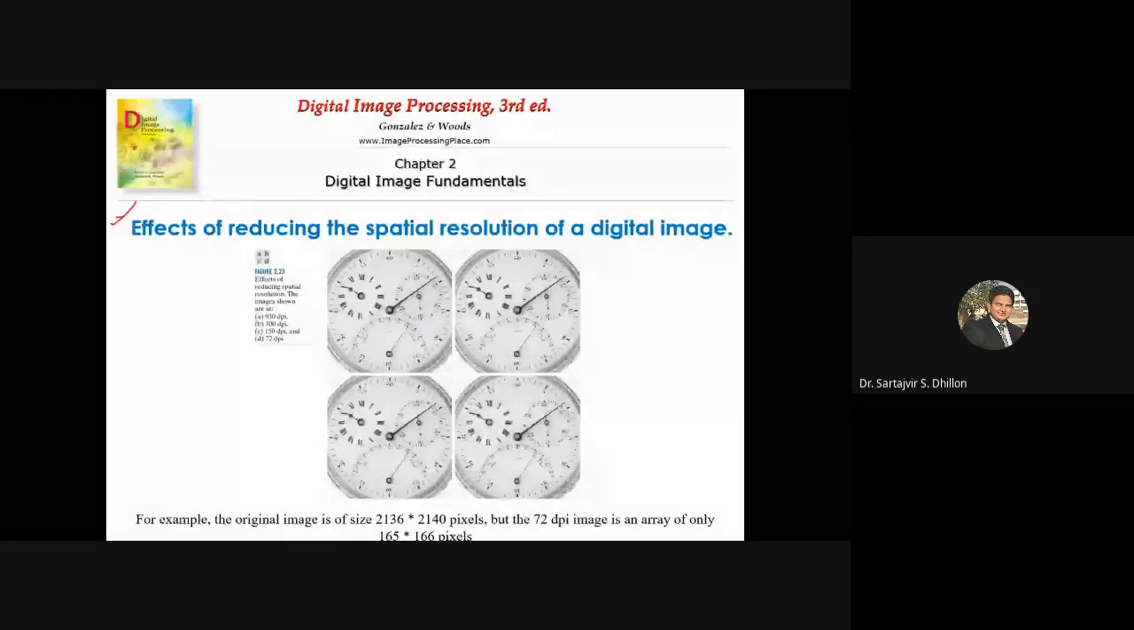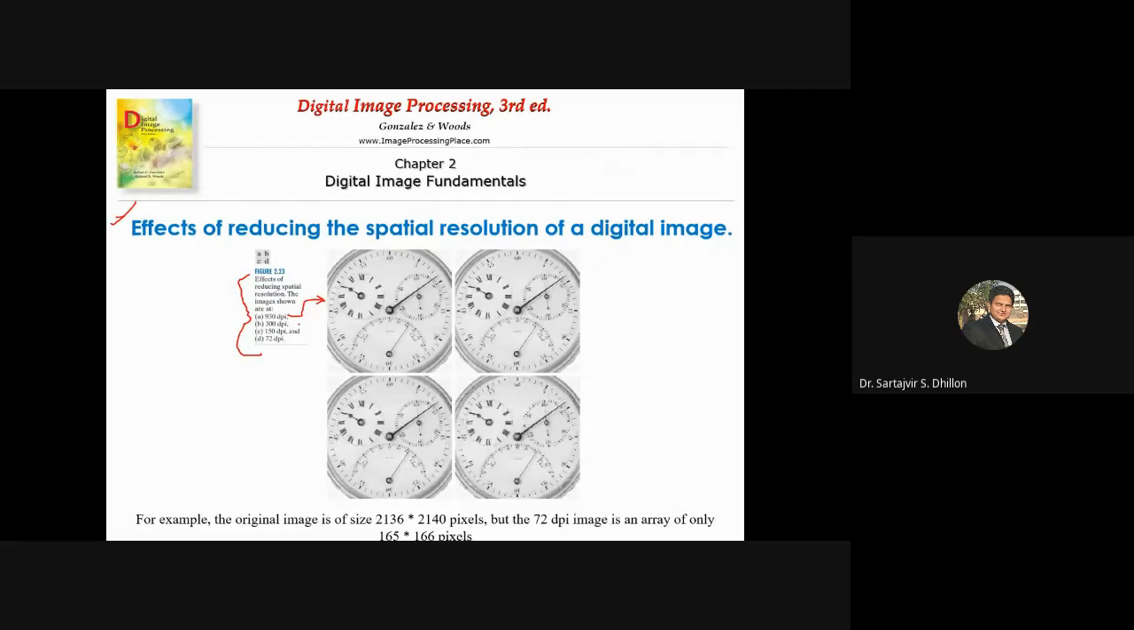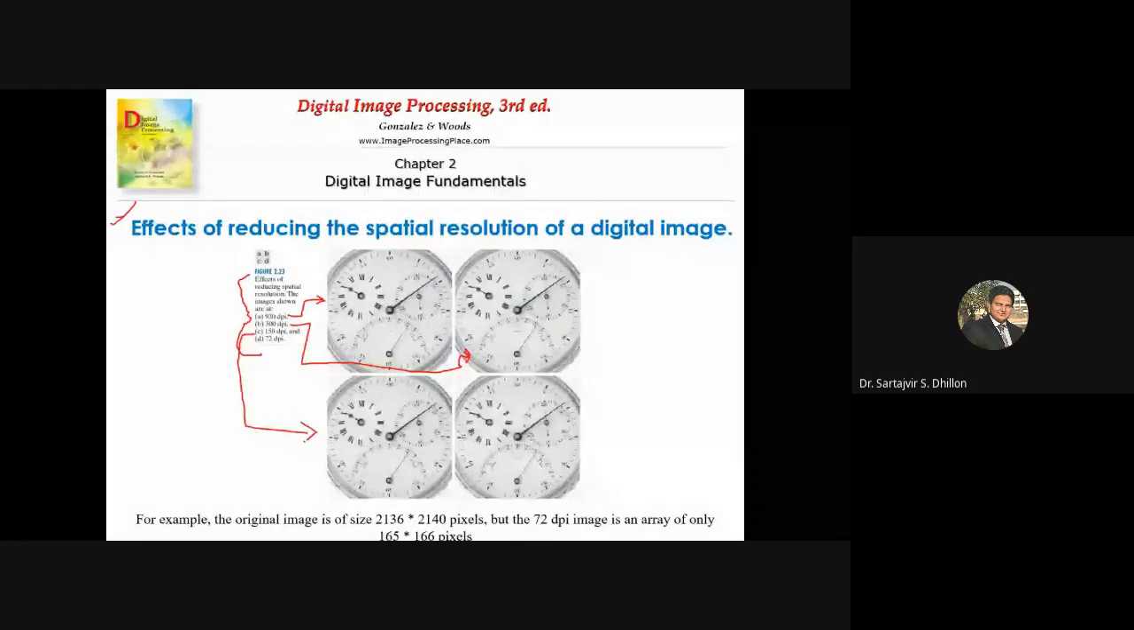Spatial resolution, here we have checked, we have explained, is referred to as dots per inch. There is a first image which is very clear to you. It is acquired at 930 dpi, the maximum, the very highest dpi. Your next image is visualized at 300 dpi. Your C figure is represented as 150 dpi, and your last figure is represented as 72 dpi.